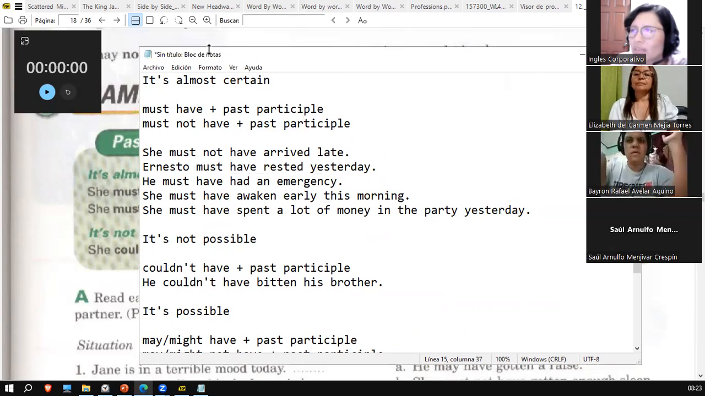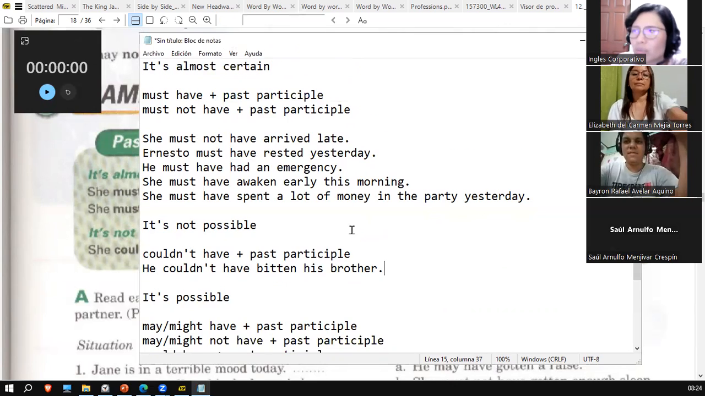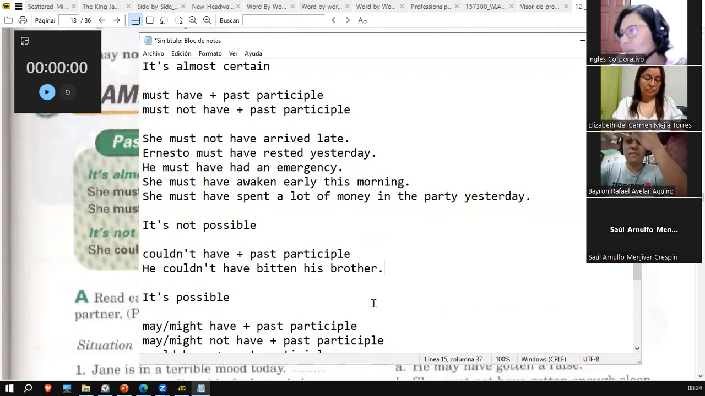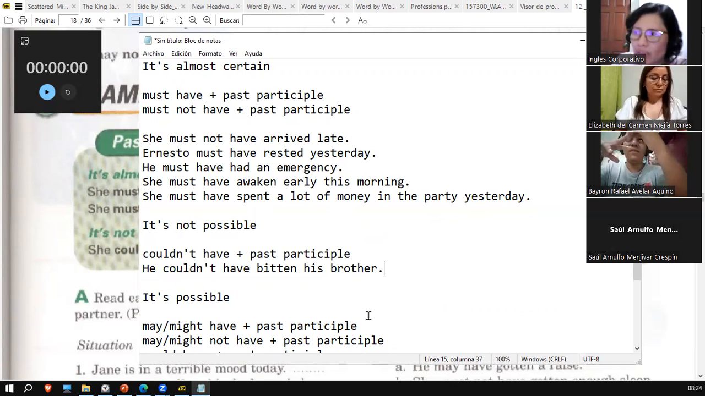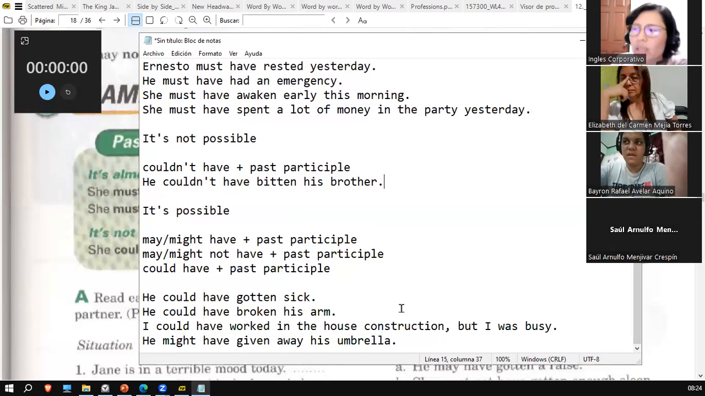Y pues la traducción o la interpretación en español es súper sencilla también, ¿verdad? Debió haber, ¿verdad? Could have been beaten, no, él no pudo haber sido golpeado, ¿verdad? O que no pudo haber golpeado a su hermano. Entonces, prácticamente es parecido a la forma en la que lo decimos en español. Okay? So, do you have more examples? Examples about this one?